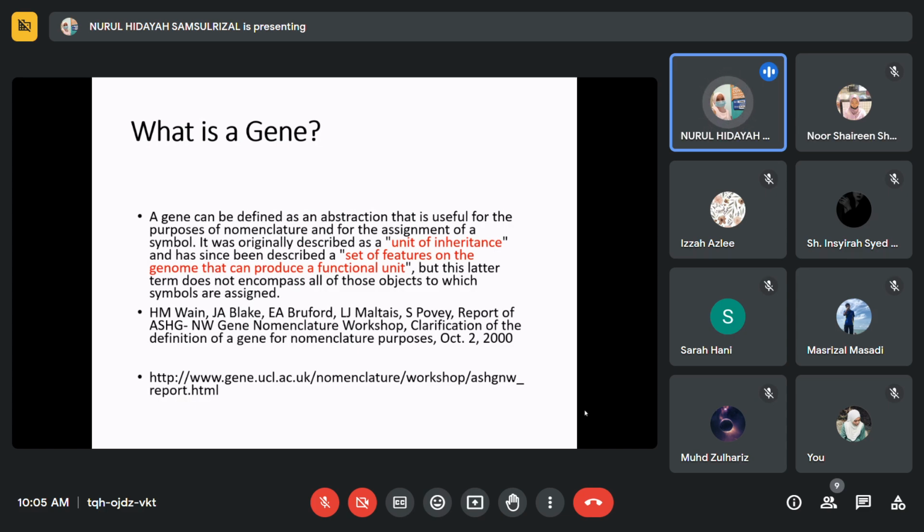So we have genes. Okay, genes can be defined as abstractions that are useful for the purpose of nomenclature and for the assignment of symbols, and it actually describes the unit of inheritance and has since been described as a set of features on the genome that can produce a functional unit. Okay, so this was reported by Wing in 2000, okay, and you can see the nomenclature and the details of the work in this link, okay.